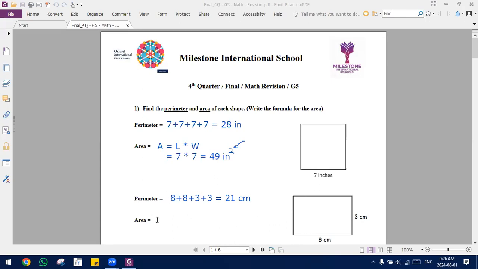Okay, now the area, should we write the formula again? Yes, we have to. Equal to length times width, which is equal to, the length is 8 times the width is 3. So 8 times 3 is 24 centimeter. Is that right? No, centimeter squared. So again, we repeat, perimeter is the outside part. Area is the inside part.